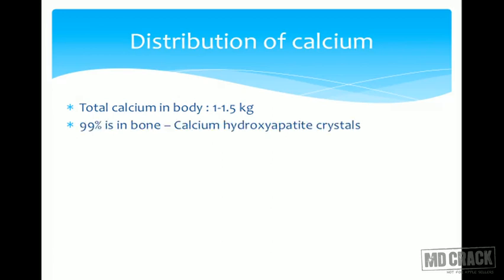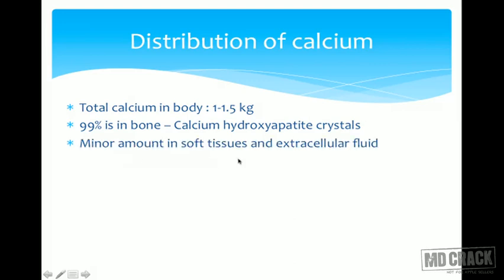Now what is the distribution of calcium? How is it distributed? Total calcium is 1 to 1.5 kg. 99% is in the bone in the form of calcium hydroxyapatite crystals. A minor amount is in soft tissues and extracellular fluid. And the normal level in this extracellular fluid is 9 to 11 milligrams per dl.